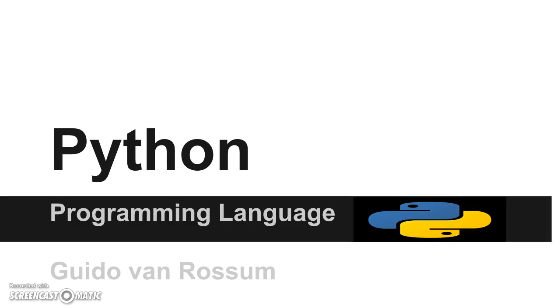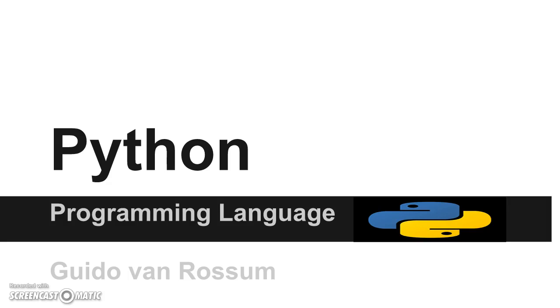Python is the simplest and easiest programming language available in the market today. So what is Python? Python is a high-level, interpreted, interactive and object-oriented scripting language. Python was designed to be highly readable, which uses English keywords frequently, whereas other languages use punctuation, and it has fewer syntactical constructions than any other language available in the market today.